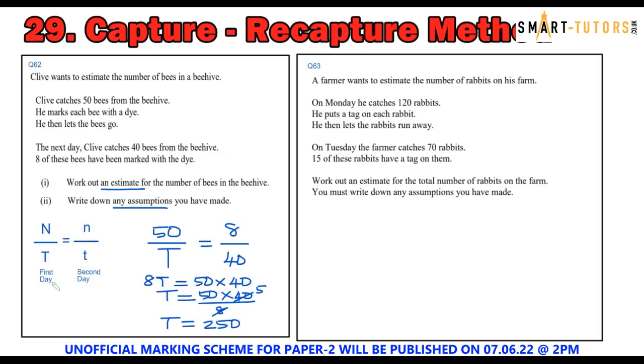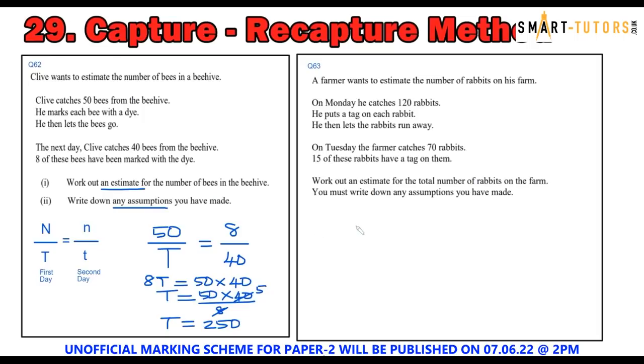Third one, there is no newborn or death of the bees, or a different bunch of bees coming from a different colony, so that kind of thing never happens. So first day we capture, tag them and release them. Second day we capture and we are estimating. So between these 2 days, no new bees come from external colonies. That you need to explain in the assumption.